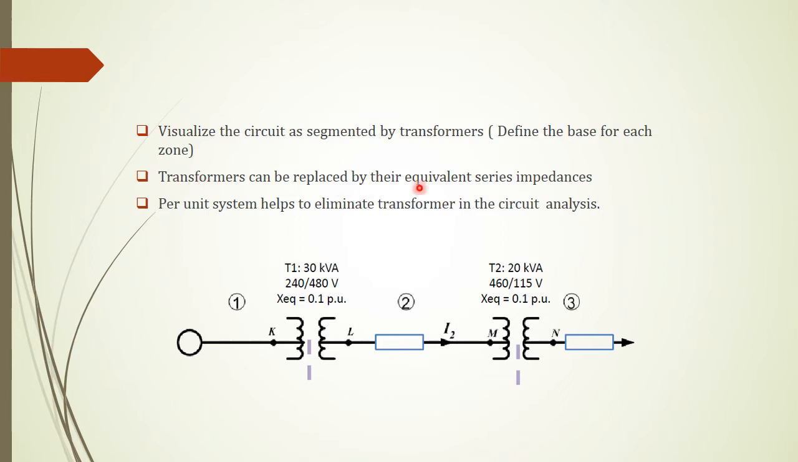The transformer can therefore be replaced with its equivalent series impedance or X equivalent. In this case, it is 0.1 pu, but this pu is compared with these base values: 30 kVA and 240 on the zone 1 and 480 on the zone 2. The same applies for transformer T2. So in order to eliminate the transformer, we need to convert everything into PU.